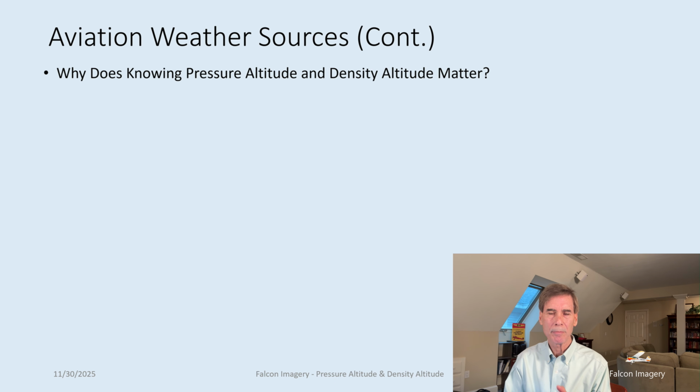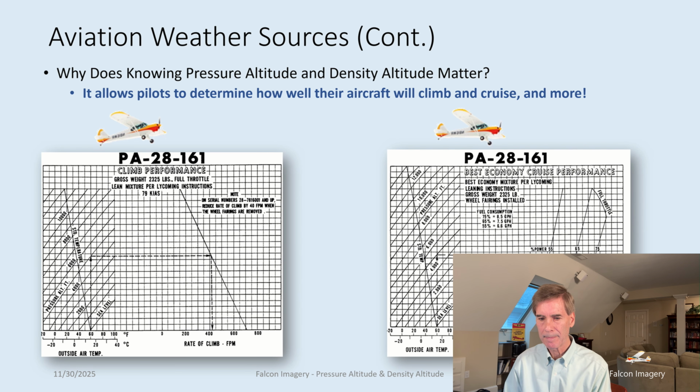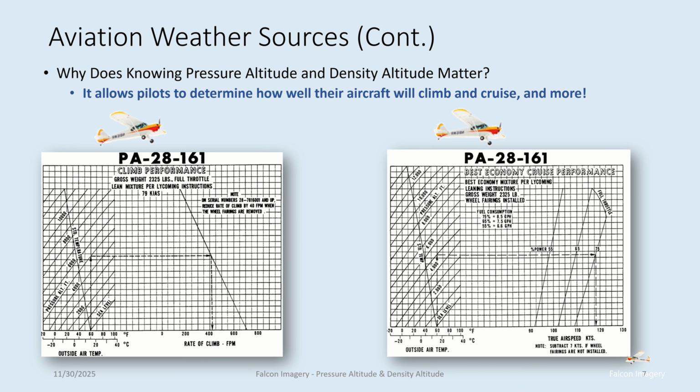So why do pressure altitude and density altitude really matter? It allows pilots and aircraft manufacturers, but particularly pilots at this stage, to know how well the aircraft is going to perform. In many of the aircraft I fly, if you look at Section 5 of the Pilot Operating Handbook, you'll find all the performance characteristics of the aircraft. This is an example of climb performance versus best economy cruise performance. And you'll notice on the left side of both of these charts, you will see pressure altitude, and on the bottom, you will see outside air temperature.